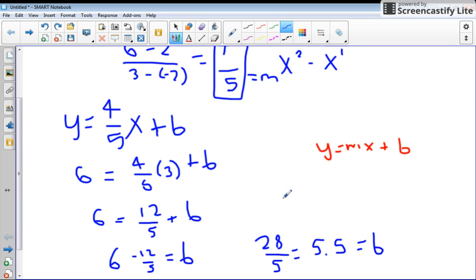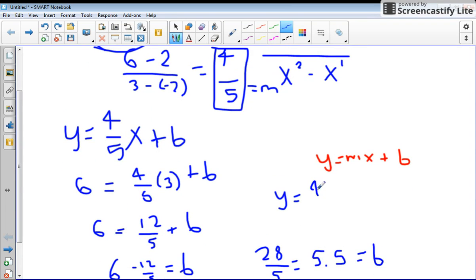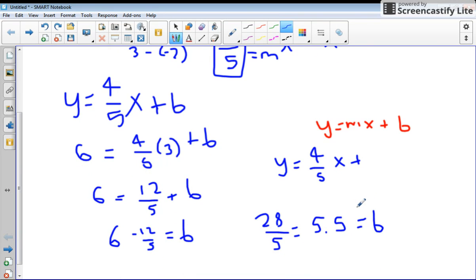And so, for the lack of rounding, we'll just say 5.5 is b. And I now have my formula. We get y equals 4/5 x plus 5.5.